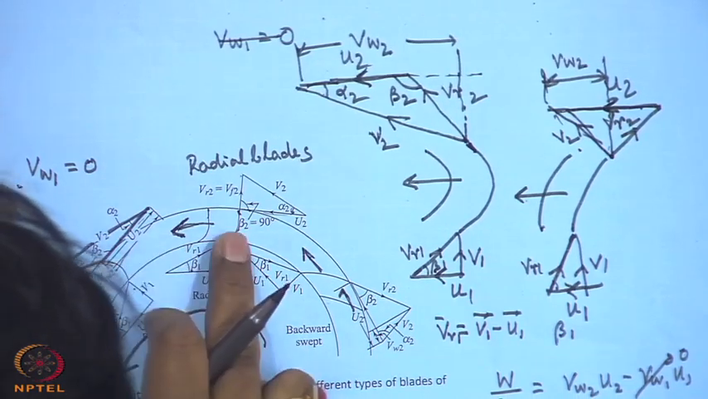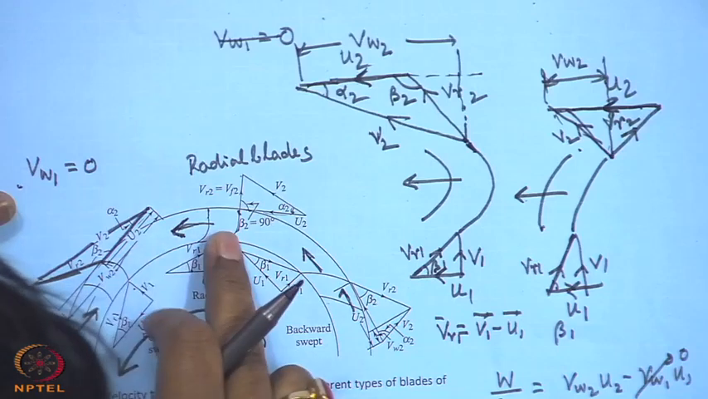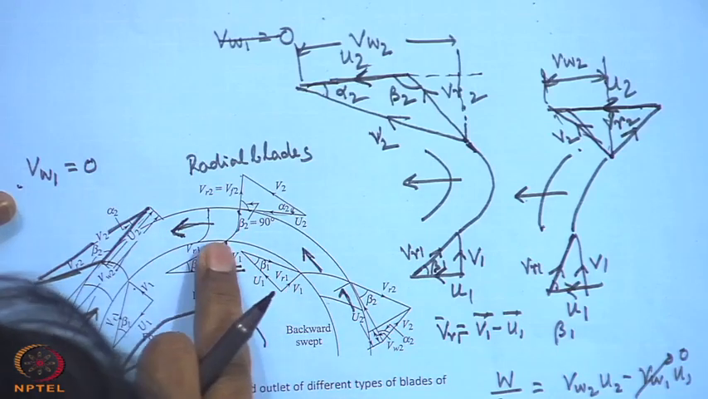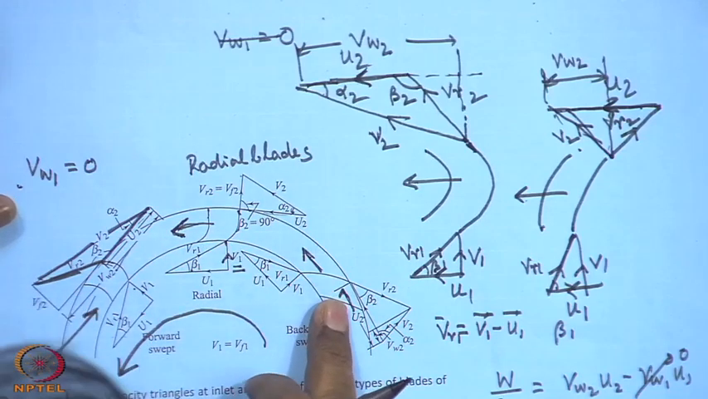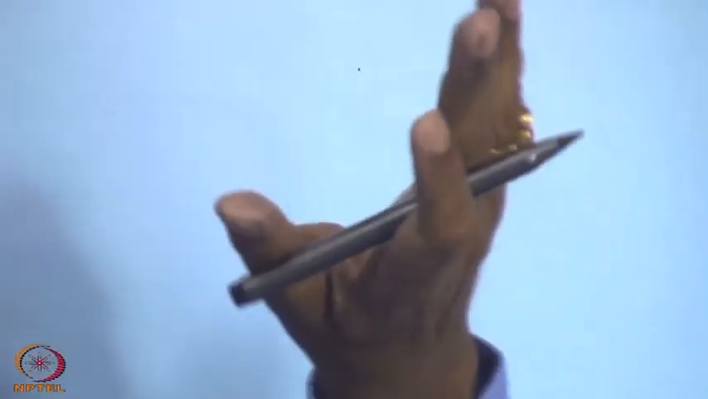So, three types of blade configuration are possible: forward swept, radial and backward swept blades. With this, the other treatments in axial flow fans and compressors are almost identical to that of the centrifugal compressors, which I have told in the case of centrifugal blowers and centrifugal fans.